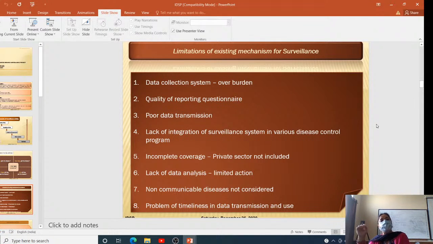Then there is lack of integration of surveillance system in various disease control programs. You are very well aware that there are so many control programs. They all operate in isolation. So there is malaria, there is filaria, there is TB, there is AIDS, there is RCH. Nothing is linked together. So they all operate in isolation.